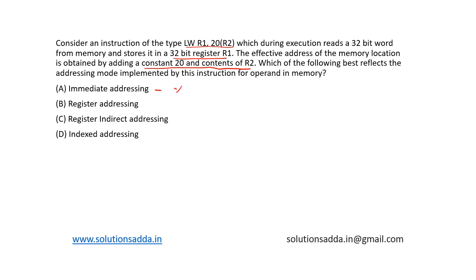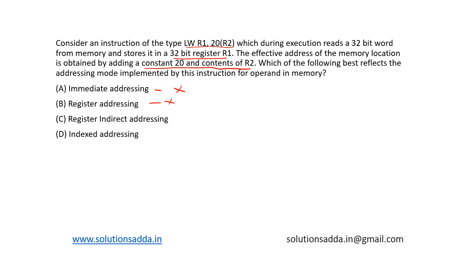So this is not the case. We are not only giving a constant value, but we are having the contents of a register R2. So this is not the correct answer. In option B, register addressing, it would say that the operand is in the register. This is also not the case. We are adding a constant also here.